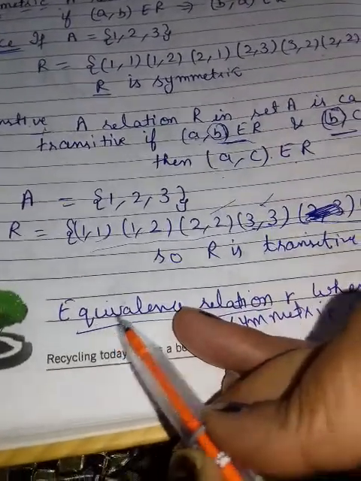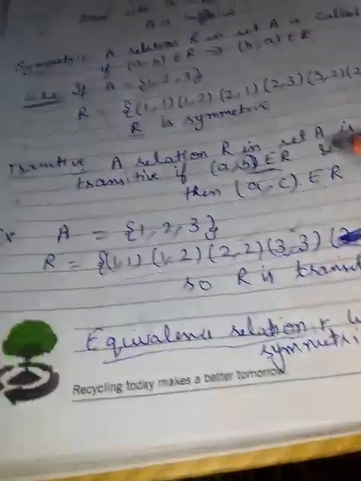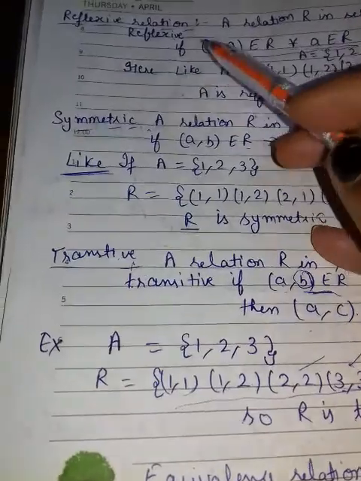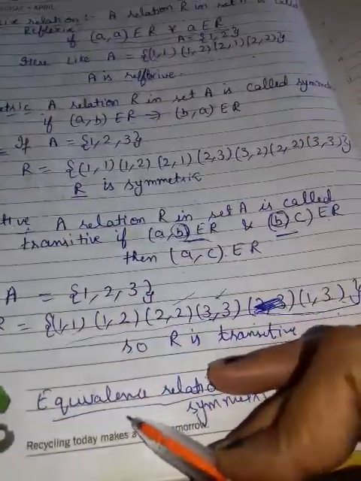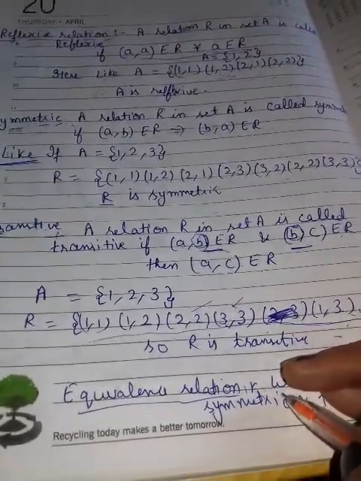And one thing more, equivalence relation. Equivalence relation is where you have to see all these relations. If any relation is symmetric, reflexive and transitive at a time, then you will say this is an equivalence relation. Clear? I hope you are getting this concept.